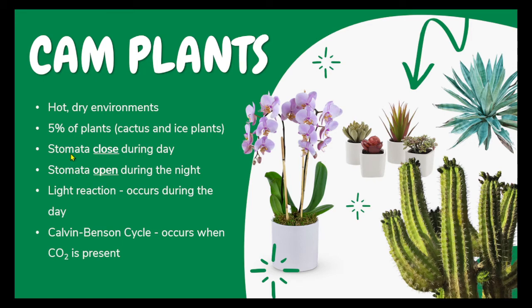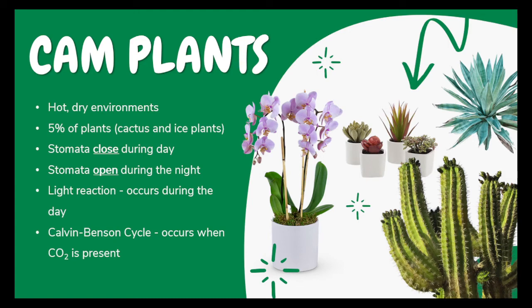Okay, stomata. Remember this term? If we look back on our introduction part, the stomata is the opening found on the underside of the leaves. These structures open and close, and that's where the gases are exchanged. So if the stomata is open, then carbon dioxide can come in and oxygen can come out.